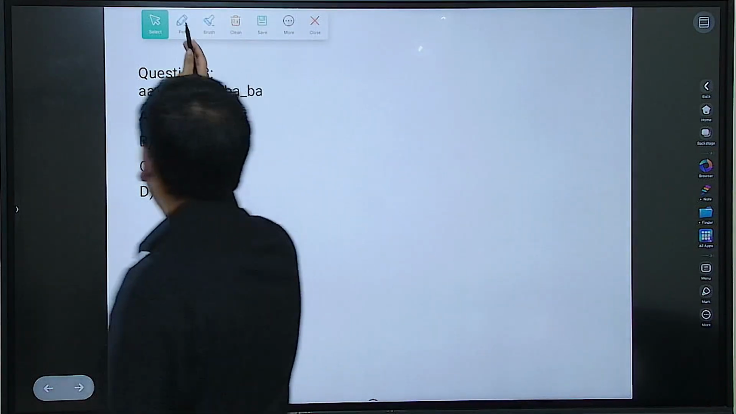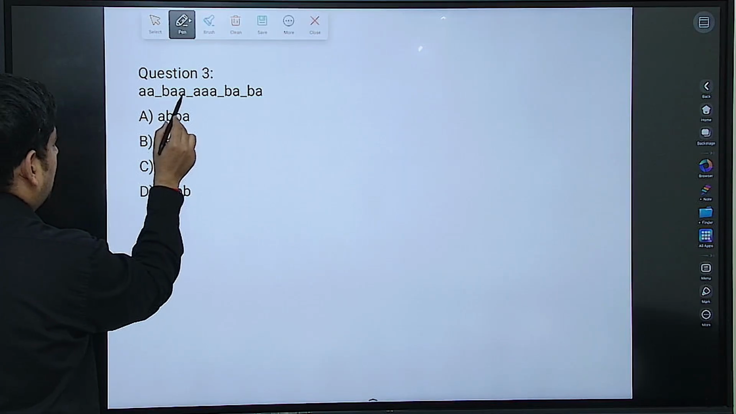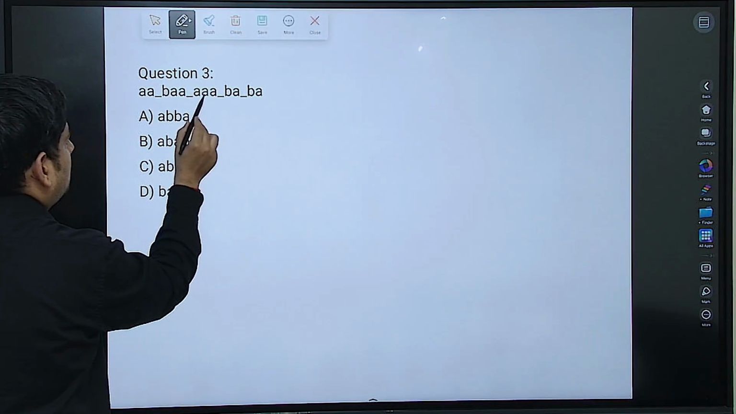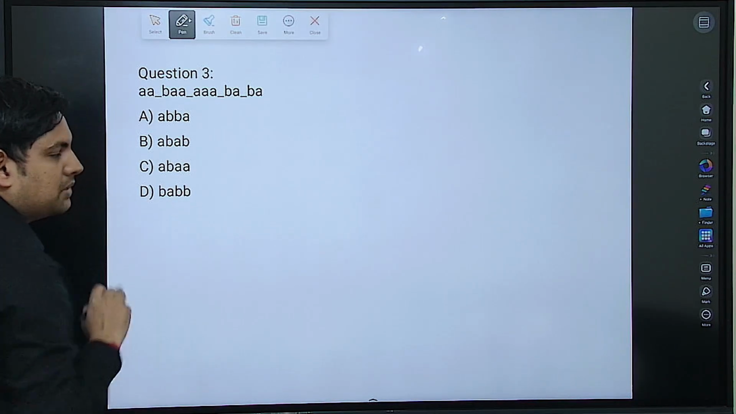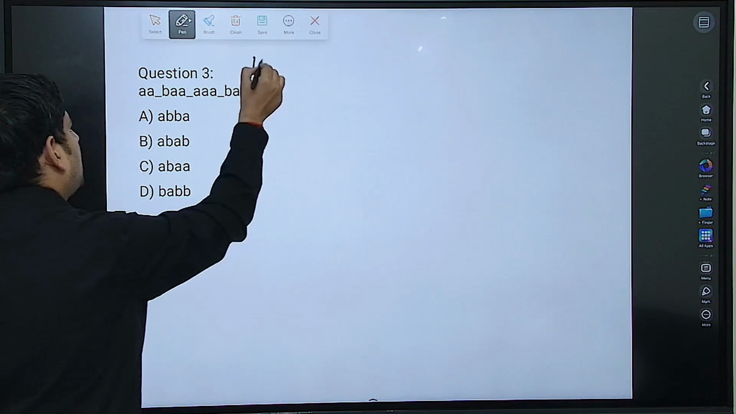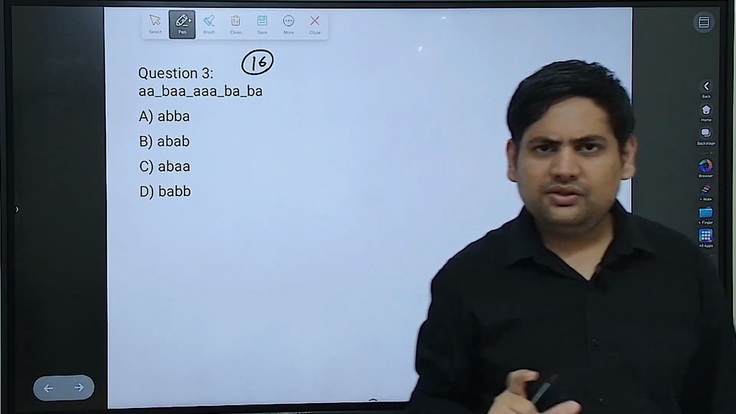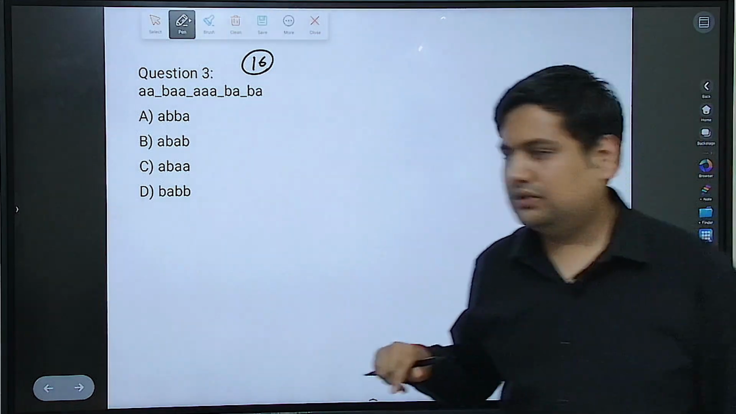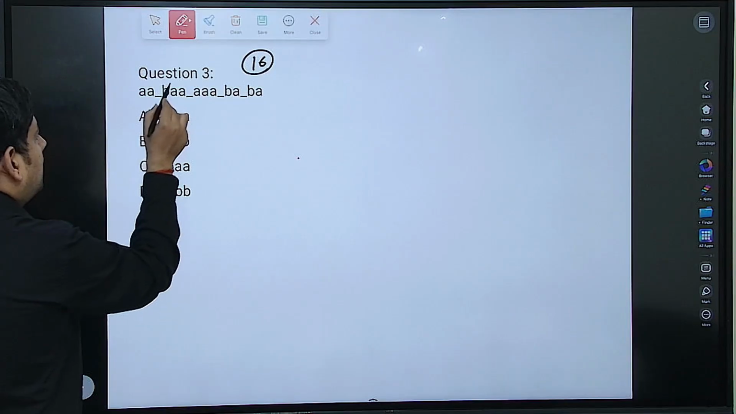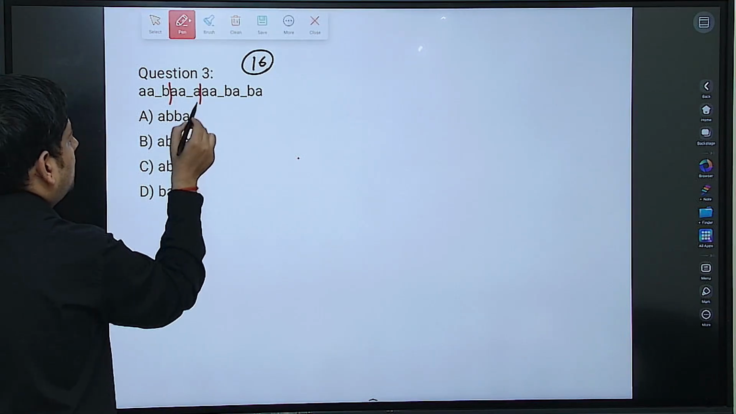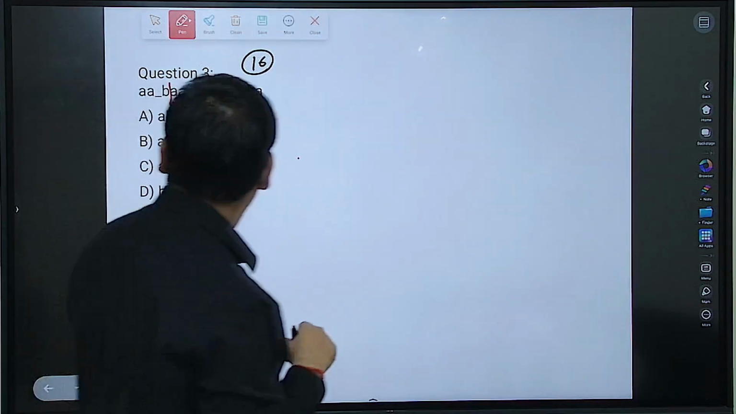How many letters are there? First thing, 1, 2, 3, 4, 5, 6. Then 1, 2, 3, 4, 5, 6, that is 12. 12 plus 4 is 16. So there are 16 letters. If there are 16 letters, how will we divide it? We will divide it into 4, 4, 4, 4. So let's try it. 1, 2, 3, 4. 1, 2, 3, 4. 1, 2, 3, 4. And 1, 2, 3, 4.